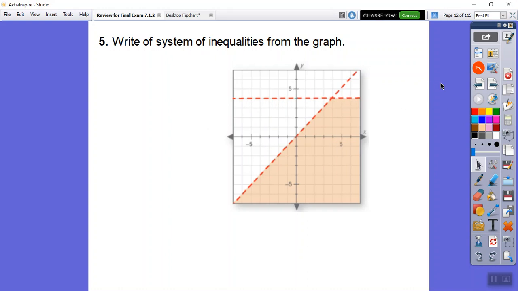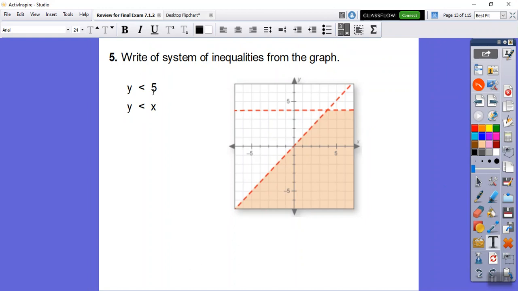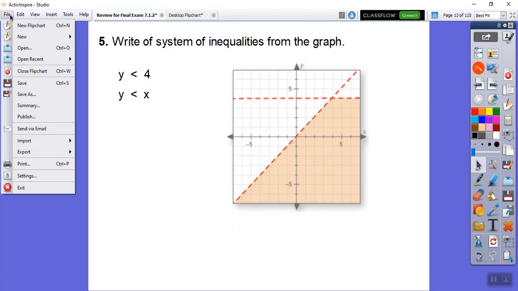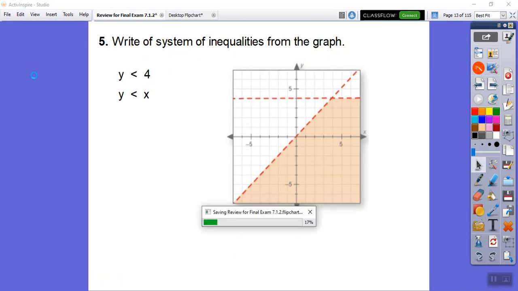And similarly, not less than or equal to, but less than, because, whoops, I said 5, it's 4. Let's change that, my bad. There we go. All right, sorry about that. You know what, I'm going to save this just in case so I don't make a mistake when I'm going over this with my students. All right. Okay, here we go.